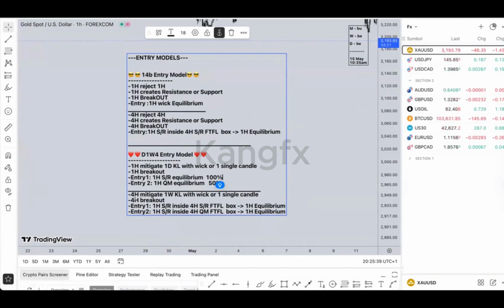Then we have the one for 4 hour, which is: 4 hour mitigates 1 week key level with a weak or one single candle. 4 hour breakout. Entry on the 4 hour FTFL box. You look for your STFL on 1 hour. When you get your STFL on 1 hour, on that 1 hour you mark your equilibrium. That's it. You can look for the same thing on the 4 hour QM.